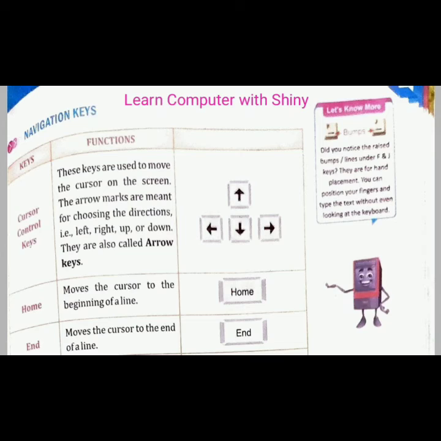Next is home key. It moves the cursor to the beginning of the line. For example, you have typed a paragraph on the computer. You are in the last line of the paragraph. You want to come to the beginning of the line. What you will do? You will just click on home key. No need to use the arrow key. Just directly you can come to the beginning of the line using home key.